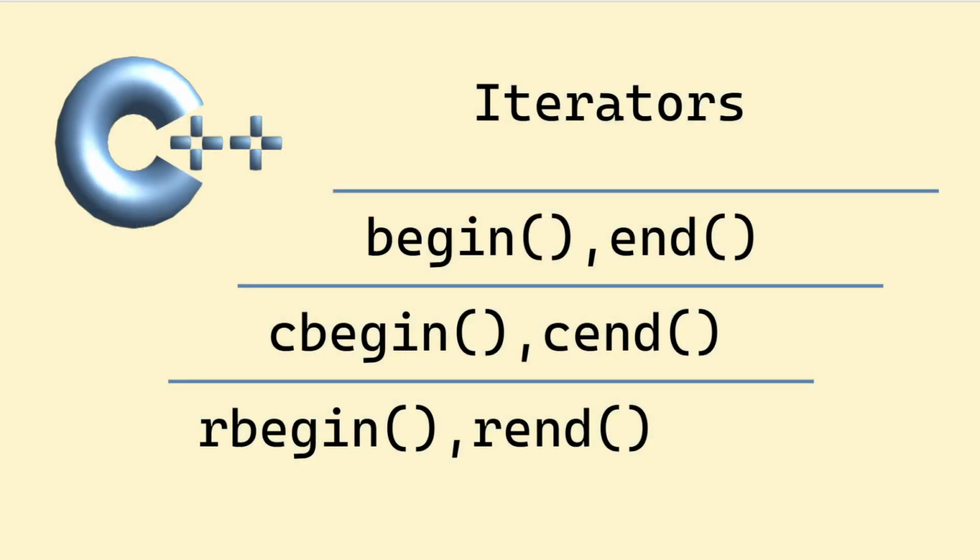So this is all I wanted to talk about: iterator, the cbegin and cend functions to return a constant iterator, rbegin and rend to return a reverse iterator, and also there is something called crbegin and crend. You can explore if you're interested. Thank you for watching.